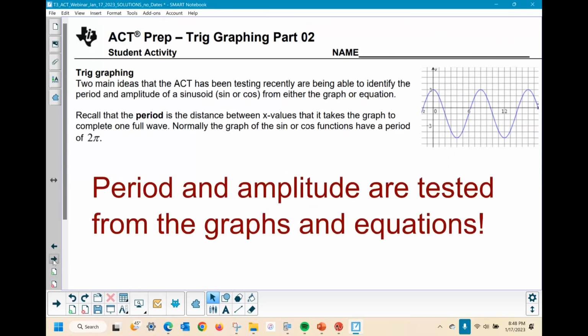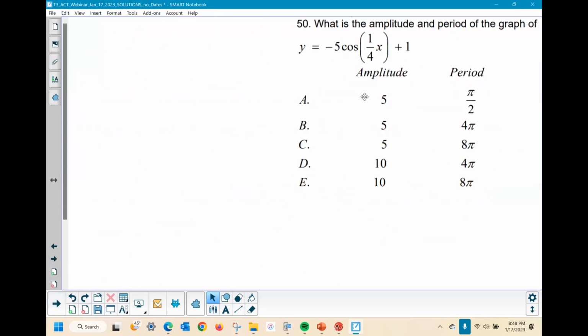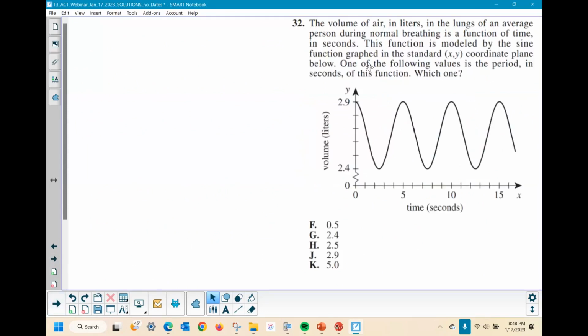All right, so trig graphing. Two big things that I noticed on the last 8 tests is period and amplitude are tested from graphs and equations. If they give you the graph, they want you to know the amplitude, the period, and sometimes both, or from the equation. So as an example, this is number 50 from one of the tests. And notice here it's saying what's the amplitude and what's the period from that equation. Okay. And we're not going to do that one. I'm going to show you something different. Another one is showing you the graph and saying what is the period in seconds of this function. Again, not asking about amplitude, though they could from the graph.